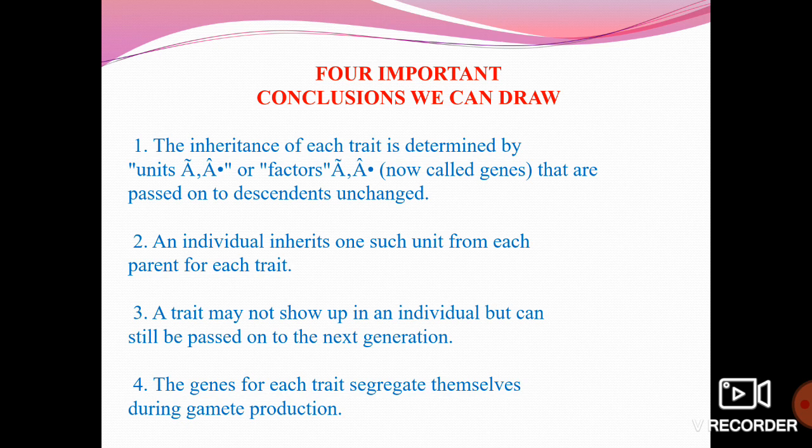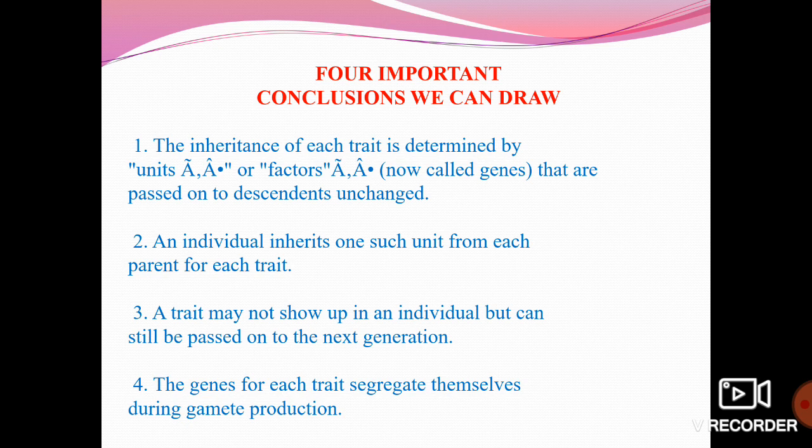What does it mean? Say the trait is length, and an individual inherits one such unit from each parent. So an individual will inherit 2 such units, one from father, one from mother. So the trait for length from father and the trait for length from mother. So this person will have a trait called length, and for length there will be 2 genes, one from the male side and one from the mother side, that is paternal and maternal, which will interact among themselves and will result in what you are.